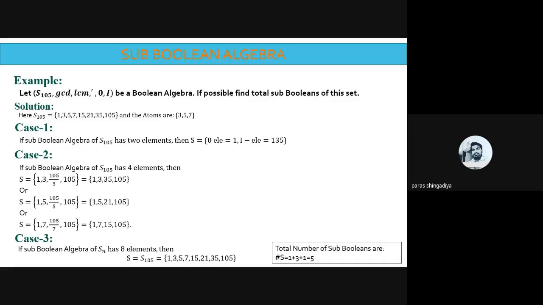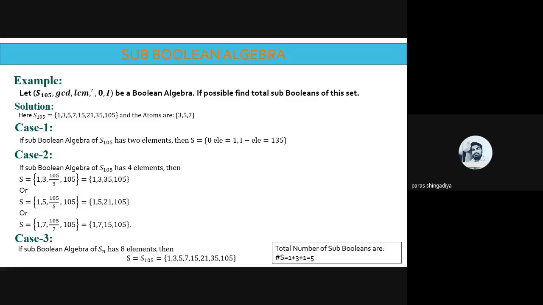You can also use the definitions to find the atoms, and if you know directly, it is simple to predict the answer: atoms 3, 5, and 7. Why are they 3, 5, and 7? Because these are covered by the 0 element, and the 0 element here is 1. So we have 3, 5, and 7 as the atoms.